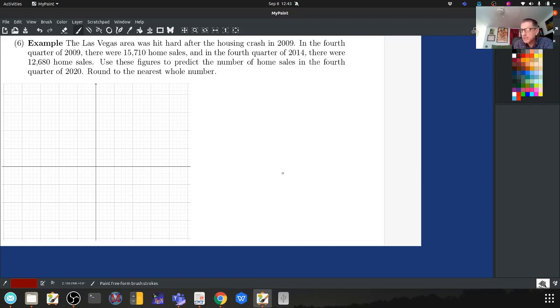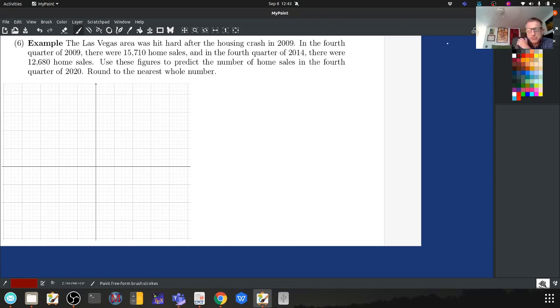So here we are with example 6, and it's an applied example. So we have the Las Vegas area was hit hard after the housing crash of 2009. In the fourth quarter of 2009, there were 15,710 home sales. And in the fourth quarter of 2014, there were 12,680 home sales. So the home sales are going down in time. So you can imagine the slope will be negative. Use these figures to predict the number of home sales in the fourth quarter of 2020.